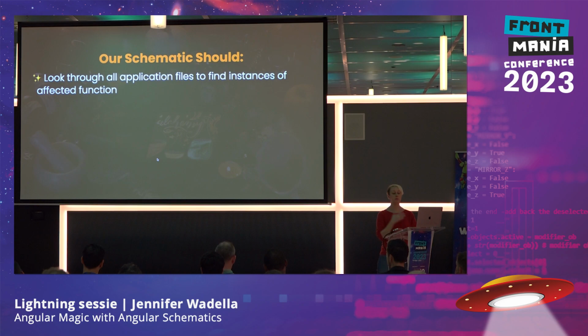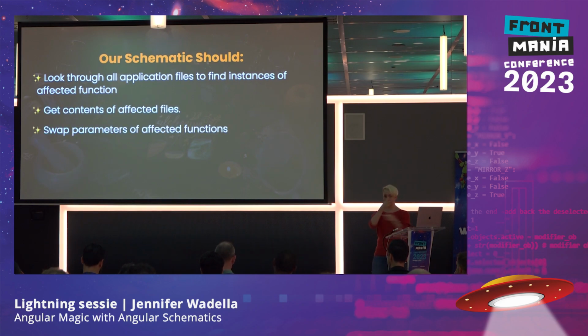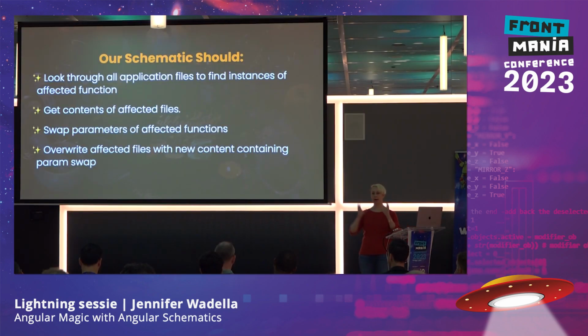So the things that we want our schematic to do in this use case is we want it to look through all the application files to find instances of the altered function. We want to get the content of those affected files. We want to swap the parameters of those affected functions. And then finally, we want to go ahead and overwrite all those affected files with the new content, creating the parameter swap. So remember, I mentioned we have our original files, then we have the staging. That's going to happen in the staging, and then the overwrite happens.